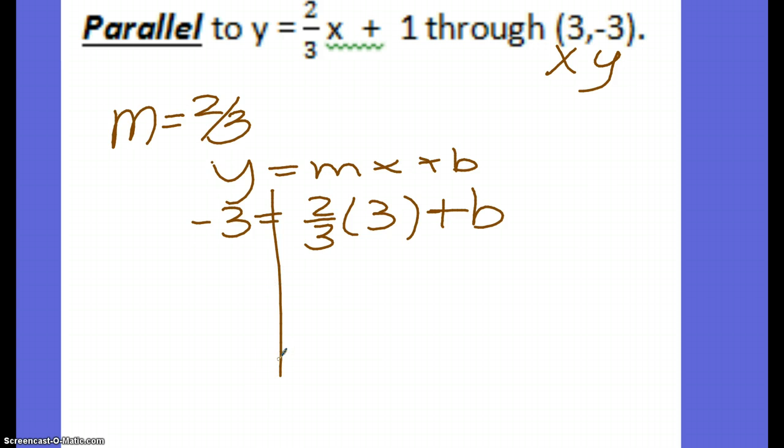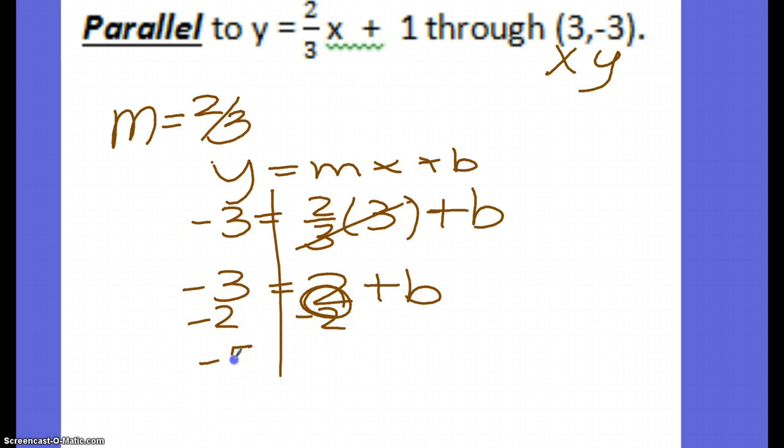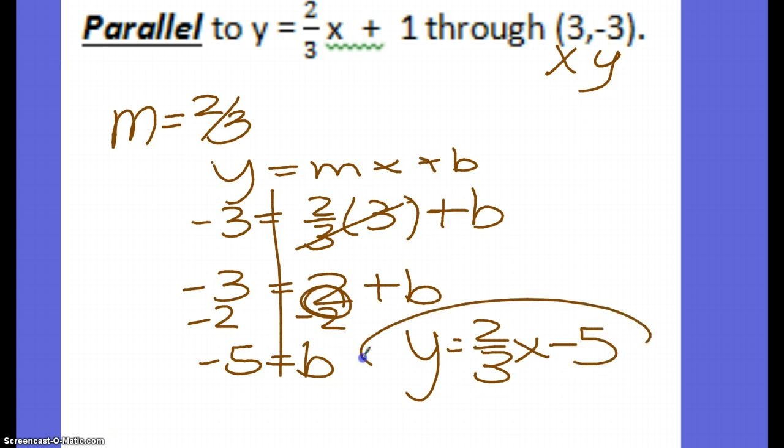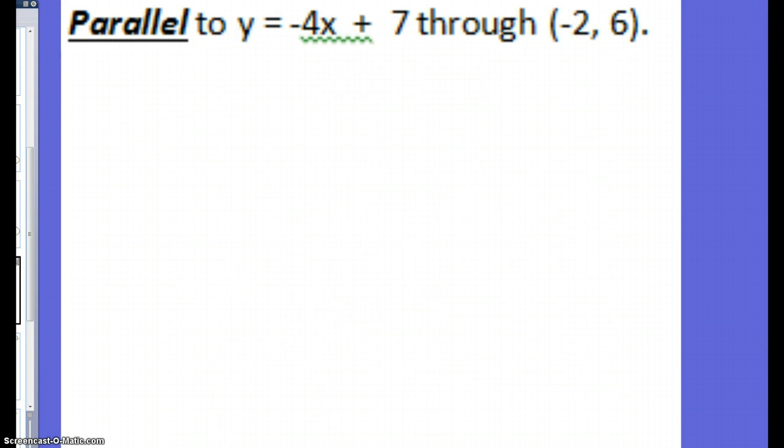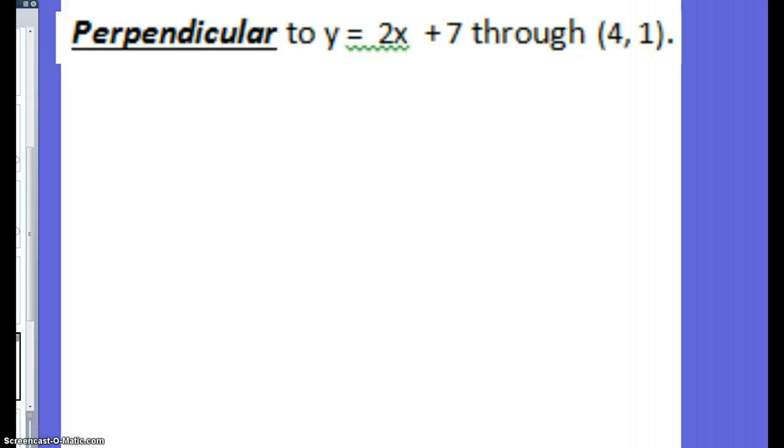So here, the 3's are going to cancel. We've got negative 3 equals 2 plus b. I minus 2, so negative 5 is our y-intercept for our new line. So y equals 2/3 x minus 5 is parallel. I'm not going to do another parallel example. We're going to go to perpendicular now.